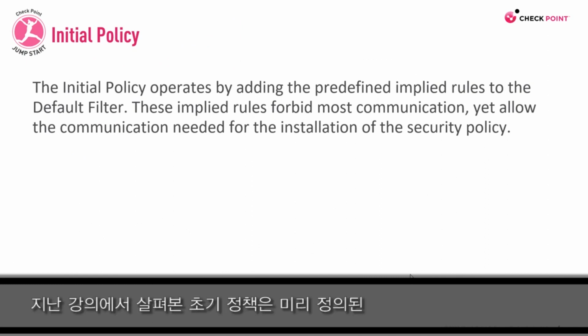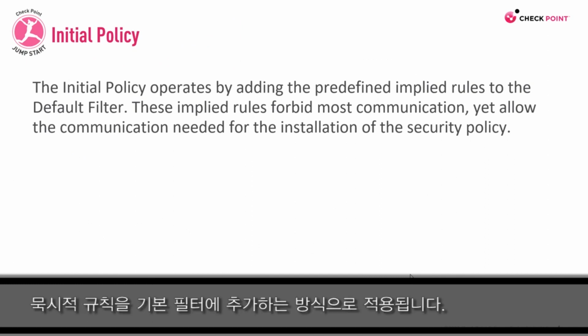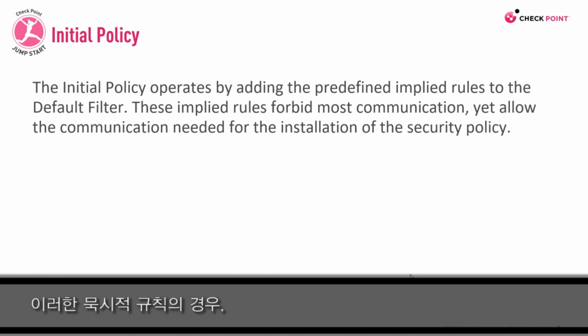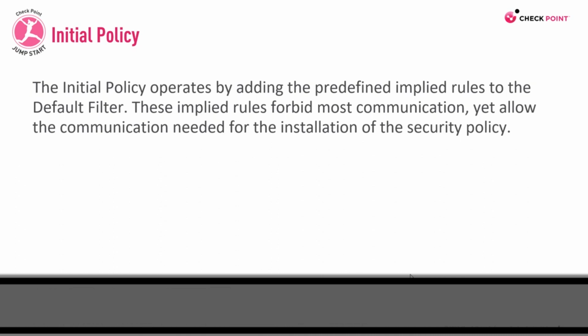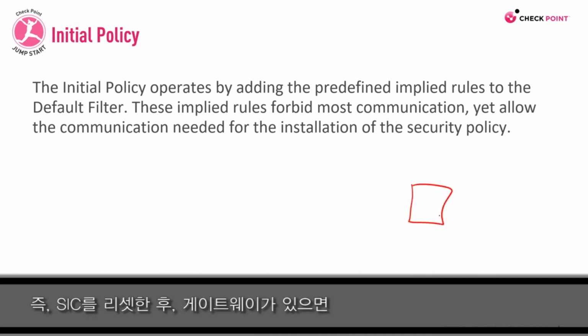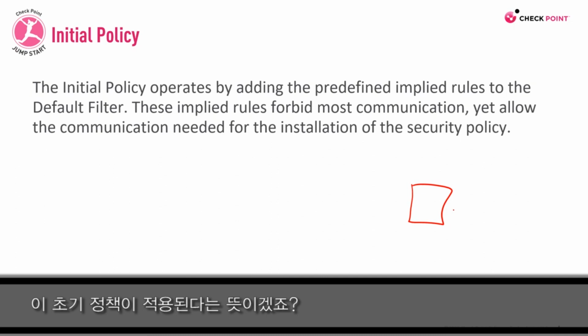The initial policy, which we saw in a previous module, operates by adding the predefined implied rules to the default filter. These implied rules forbid most communication, yet allow the communication needed for the installation of the security policy. So it means if we have our gateway, after we have reset SIC, we have this initial policy.